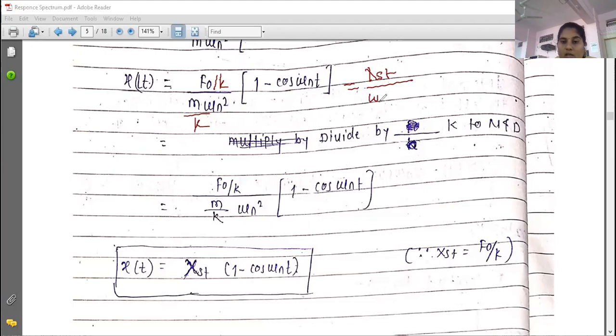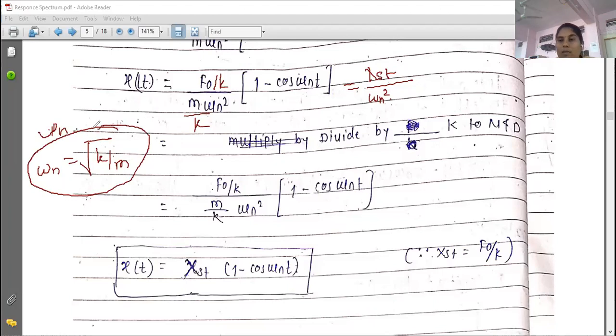And omega n square is the same. And k by m, we already know the formula, that is omega n. What is the omega n? Omega n is equal to root of k by m. That formula we covered in unit number two, when we started. So at that time we covered the formula number 1, which is only this: omega n is equal to root of k by m.